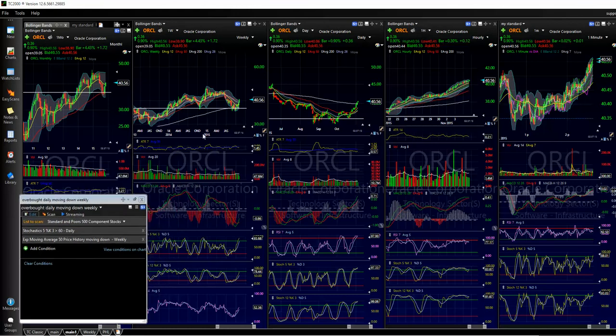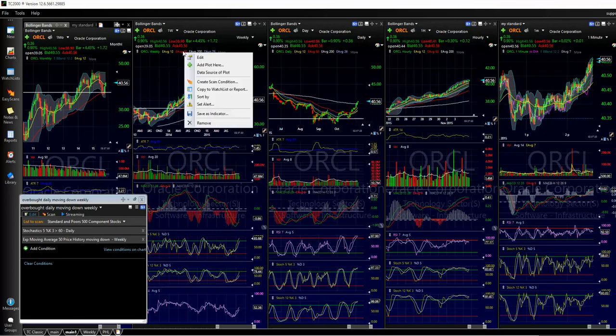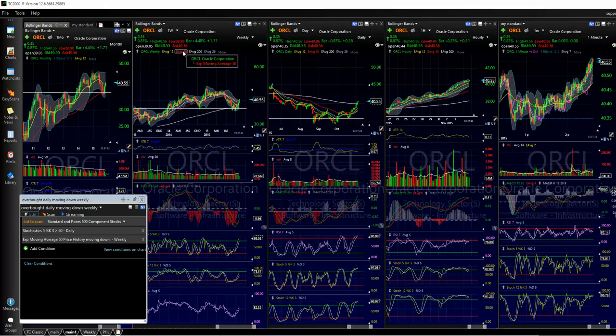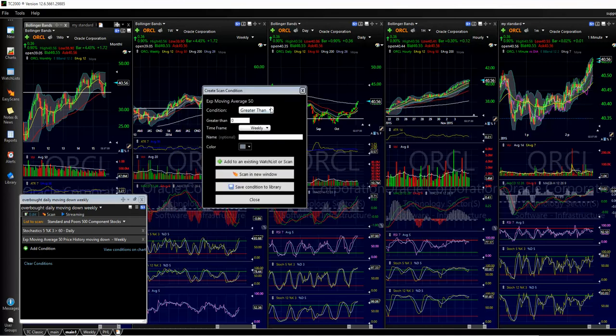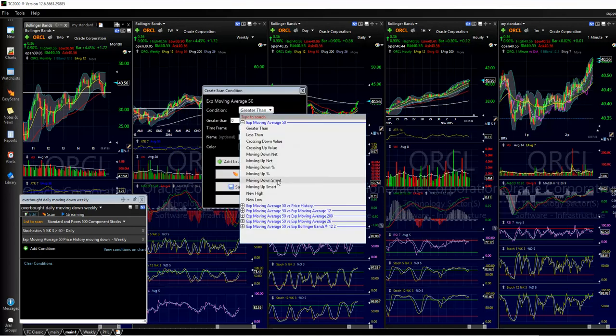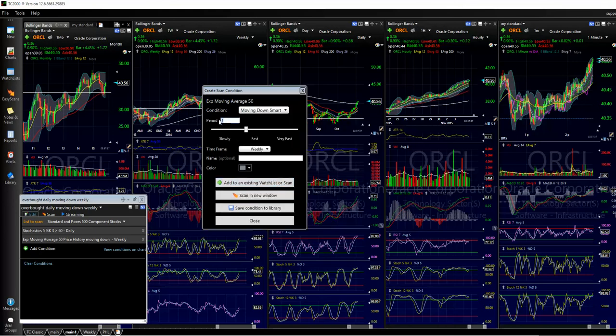So I'm looking at the 50 period moving average, and I want this to be moving down weekly. So let's do that. E average 50. There's my moving average 50. It's in red here. And let's create a scan condition. They have a thing here which is called moving down smart, moving up smart. It's able to look at an indicator, any indicator, moving average, whatever you like, over a certain period of time and tell whether it's moving up or down. It's a very handy tool.